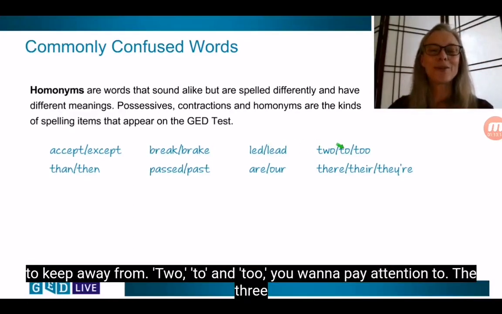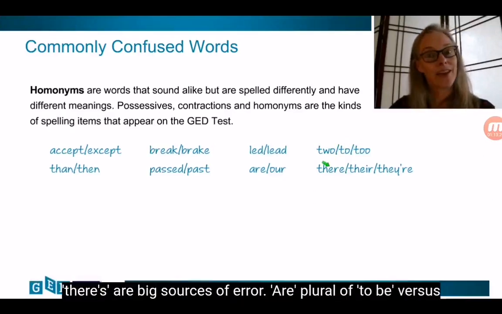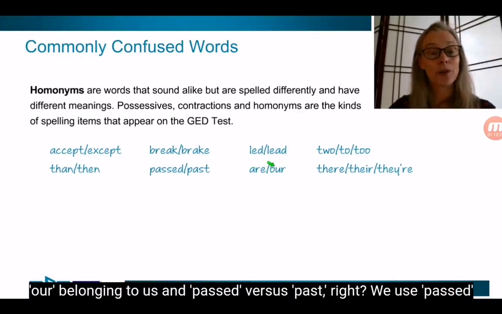To, too, and two you want to pay attention to. The three theirs are big sources of error. Are, right? Plural of to be, versus our, belonging to us. And past versus passed, right?